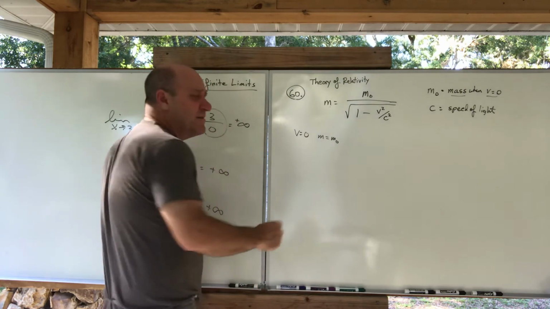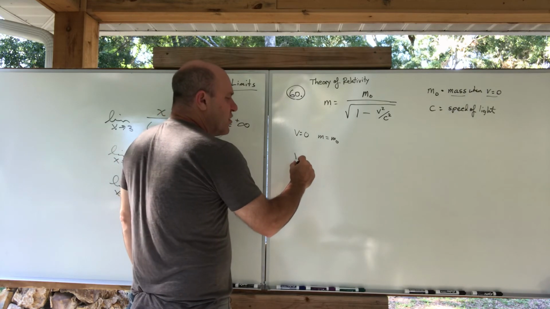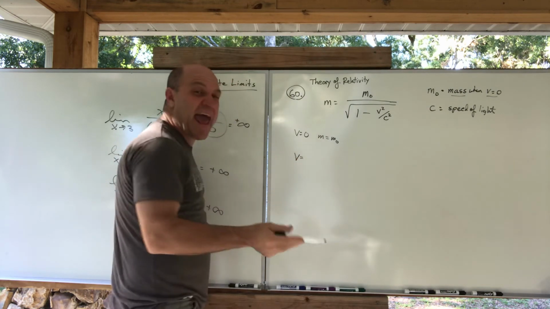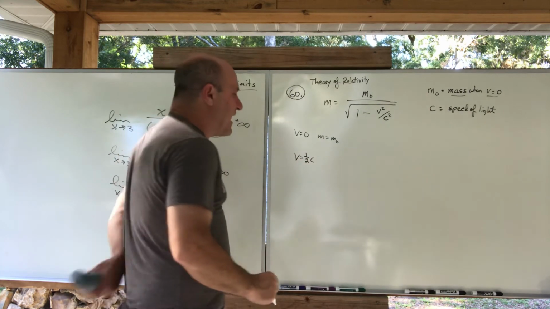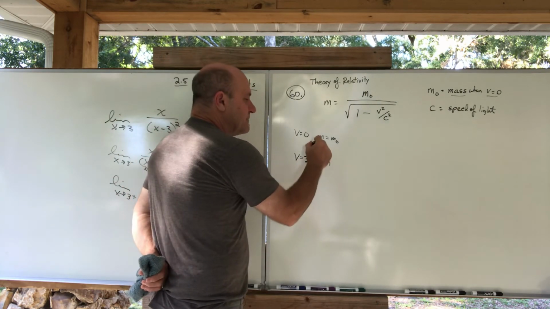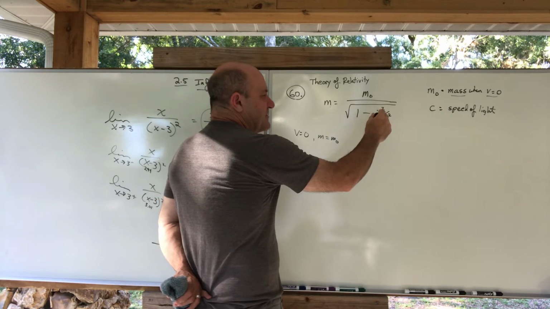Before I do that, let me try one thing that the book didn't say. The question didn't say this. This is in your homework. Let's try what happens if we're at half the speed of light. I just want to try that. If I'm at half the speed of light, I want to see what the mass is. So the velocity is half the speed of light.